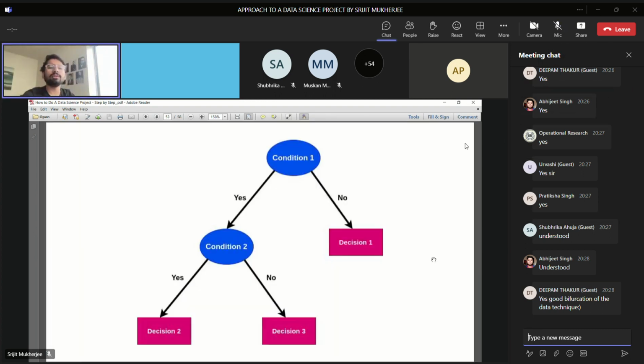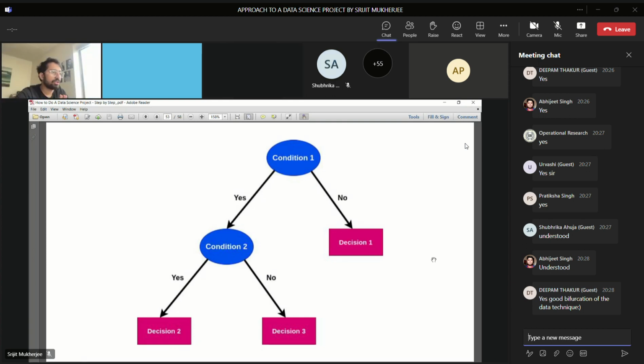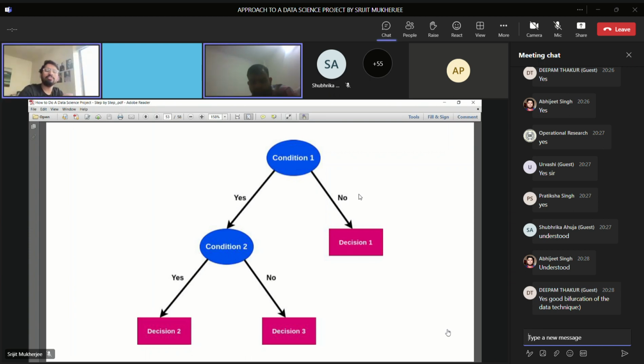So a decision tree is nothing but you have a data set, and someone has their mic on. Hello, Pankaj, it will be great if you can mute yourself so that there's no background noise.